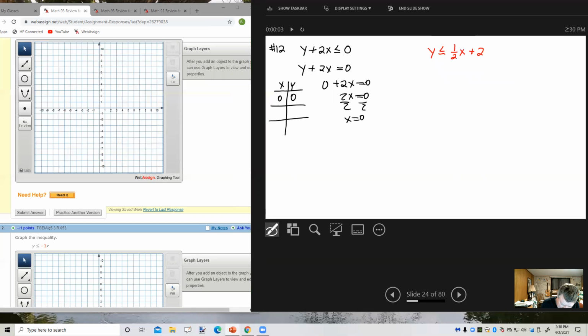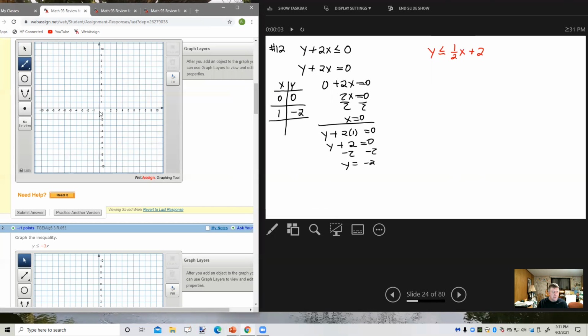How about if we let x equal 1? So we get y plus 2 times 1 equals 0. Y plus 2 equals 0. Subtract 2 from both sides, y equals -2. And now we'll come over here. And we've got 0, 0, and 1, -2. Okay. Oh, this includes the equals, so I want a solid line.